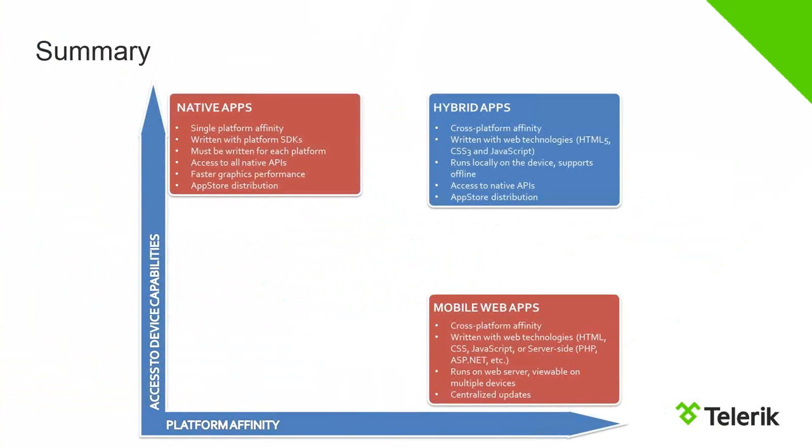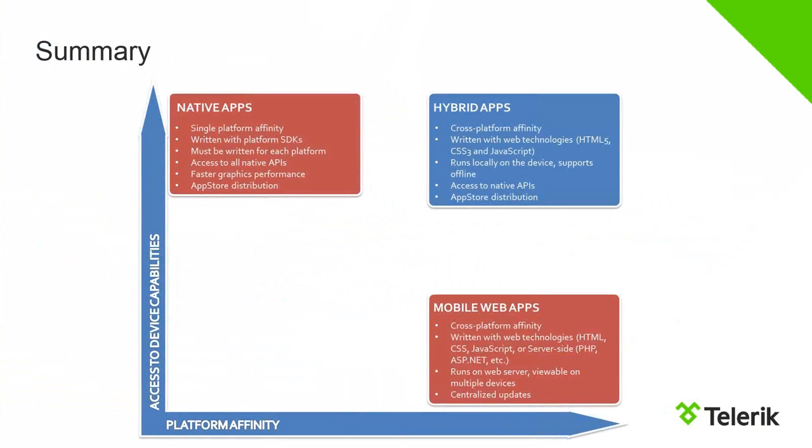So cross-platform affinity, written with web technologies, runs on a server, viewable on multiple devices, centralized updates, meaning you can keep updating the app on your backend, on your server. So people will start getting, whenever they come in next and go to the page, they get the updated page.